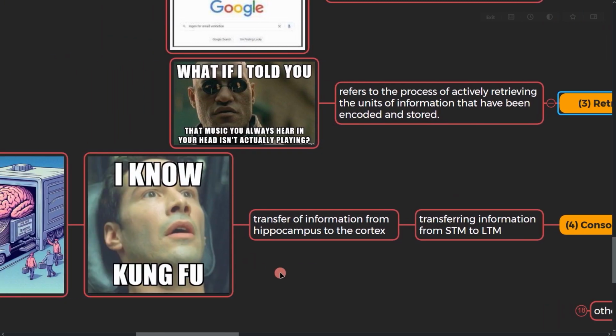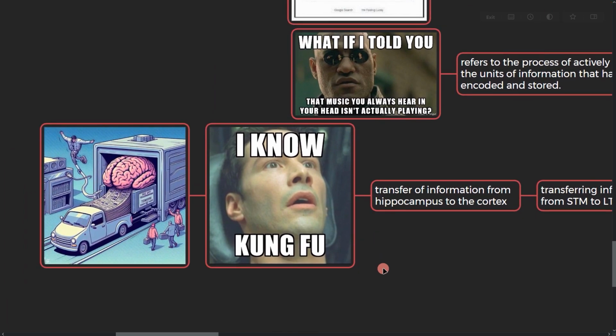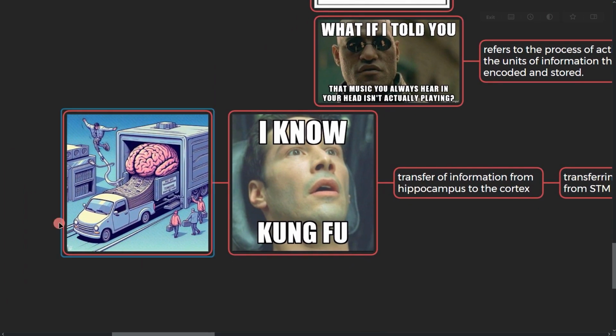It's like the Matrix, when they say, oh, I know something, and it just gets into your brain. Alright, and it's another really cool art by DALL-E. I love it. You're putting information into a container.